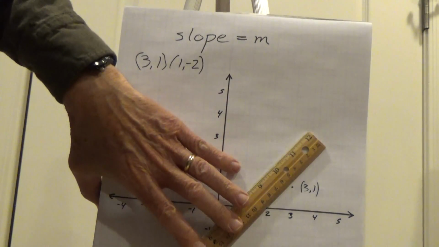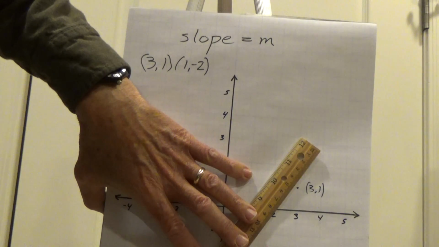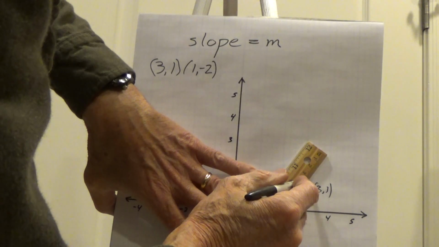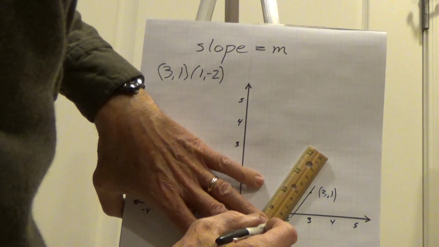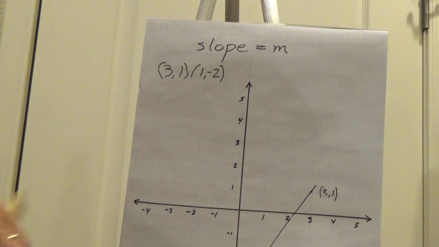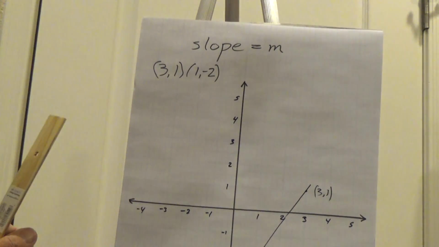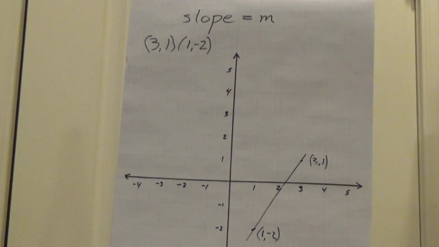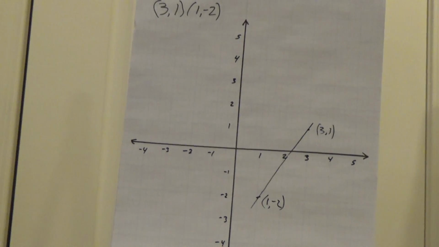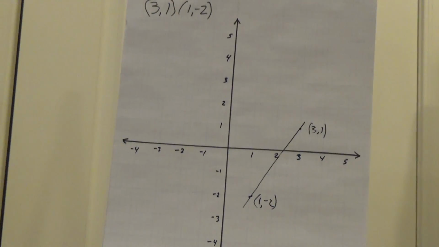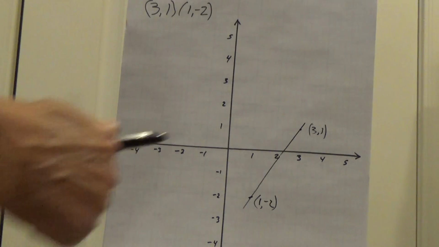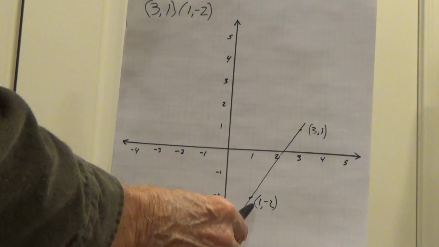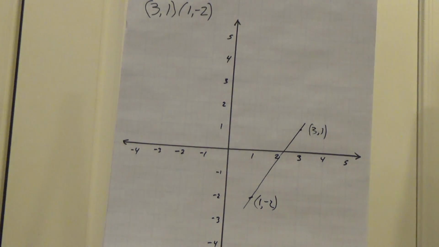It's a positive slope. We can see that right away. It looks like it's going to be steep. So it looks like we're going to have an improper fraction. Okay? So it looks like we have a steep line, looks like we have an improper fraction. Okay. So let's put that down there again so you can see it. 3, 1 is here. And 1, negative 2 is down here. Okay, so now you can see it.